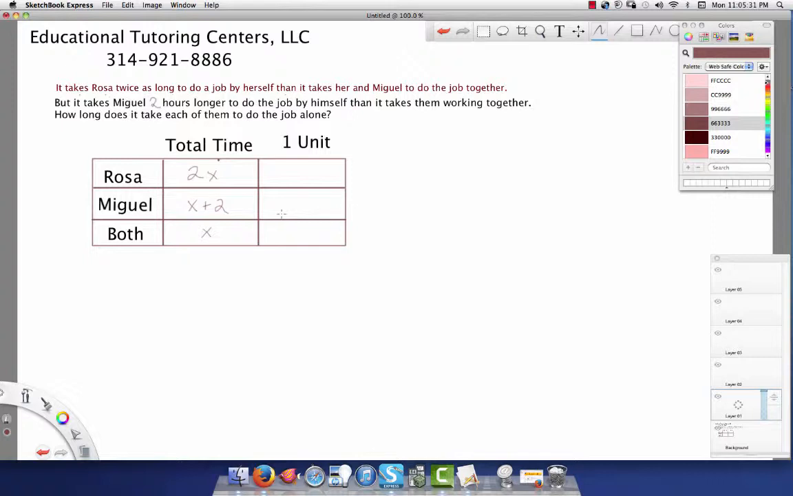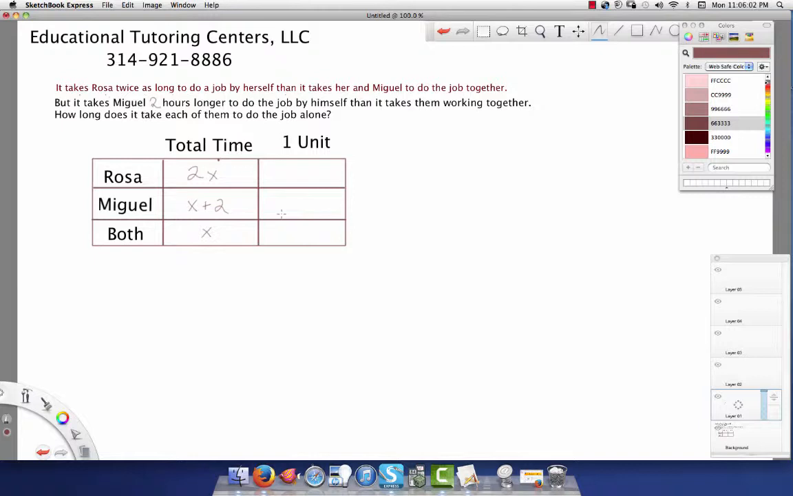Okay? Now, the thing that we will use to help us to solve for this is to see what it would take for 1 unit of time. So say, for example, it took Rosa 10 hours. Well, 1 unit of time would be 1 over 10. And for Miguel, it would be 1 over whatever amount of time that it takes for him. And for both, it would be the 1 over x.